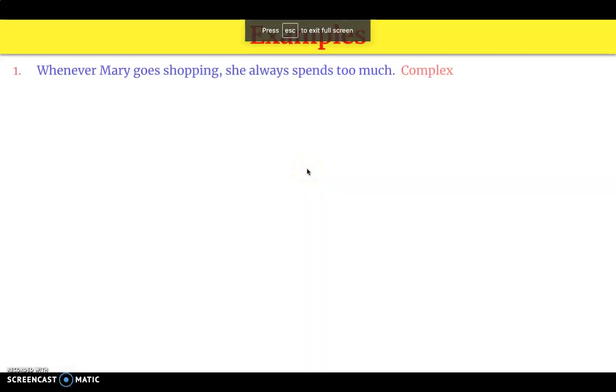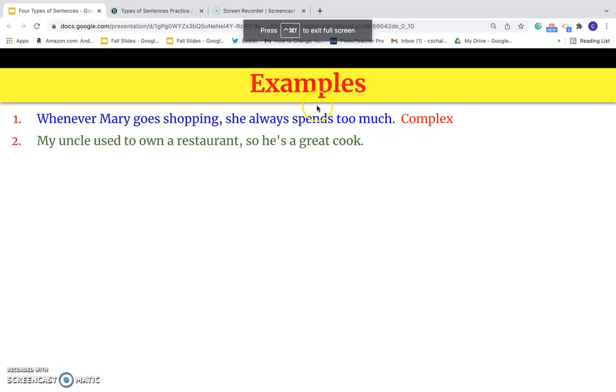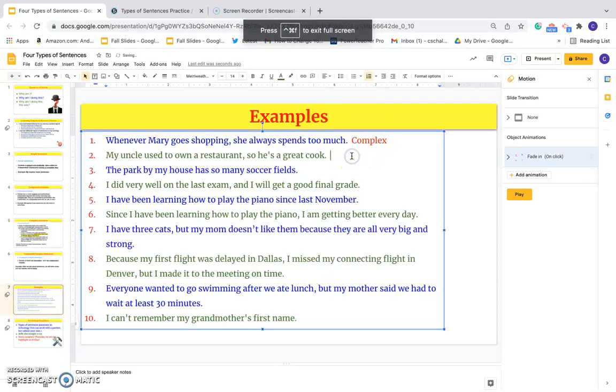Make sure you use these in your notes, right? Take a look at this because you're going to have a quiz tomorrow, right? My uncle used to own a restaurant. So he's a good cook. Again, I think my uncle used to own a restaurant. He's a great cook. We're looking at compound right now. Two independent clauses.